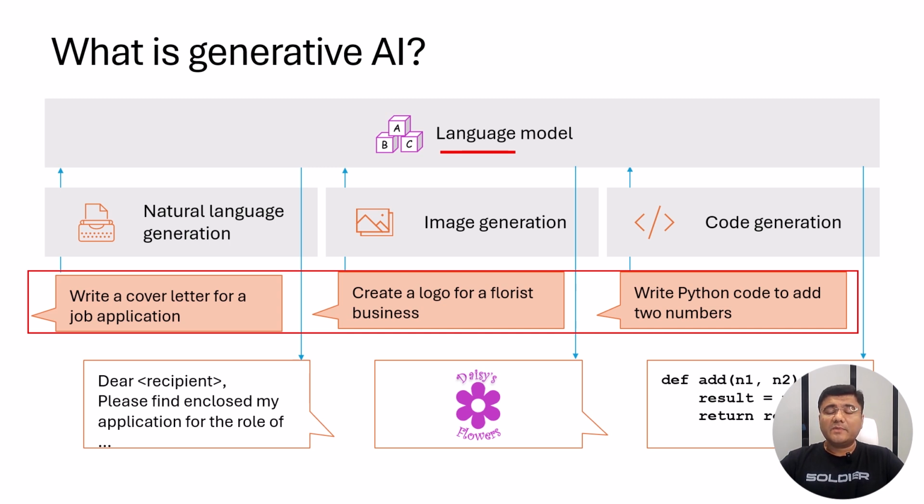Now you can see some examples here. Let's say I want to give a natural language input, like write a cover letter for a job application. When I do this, it understands that the response I'm expecting is a cover letter.